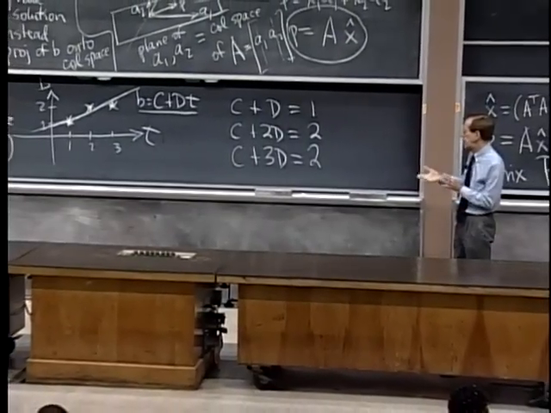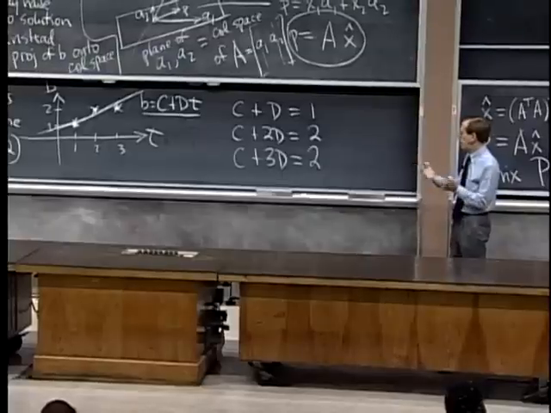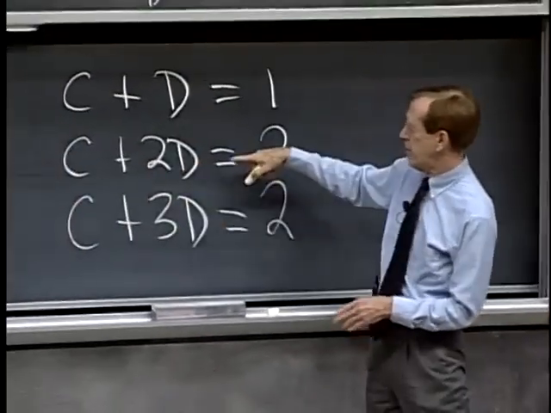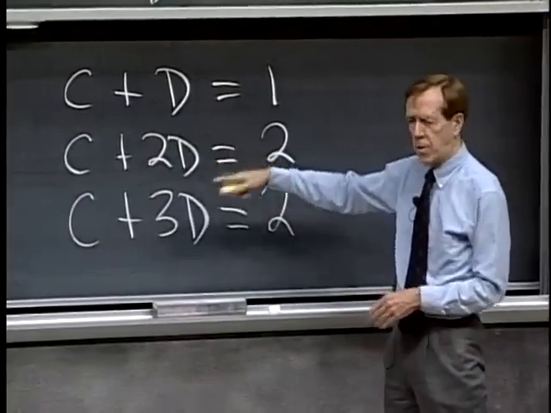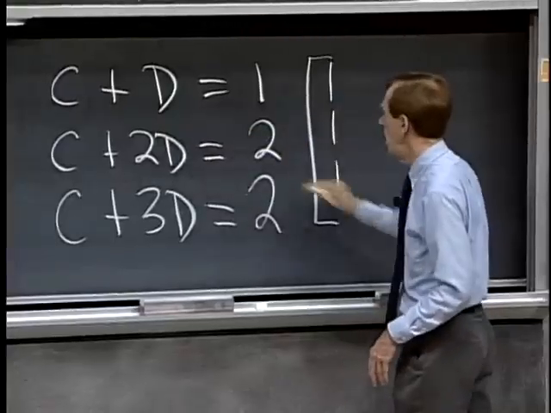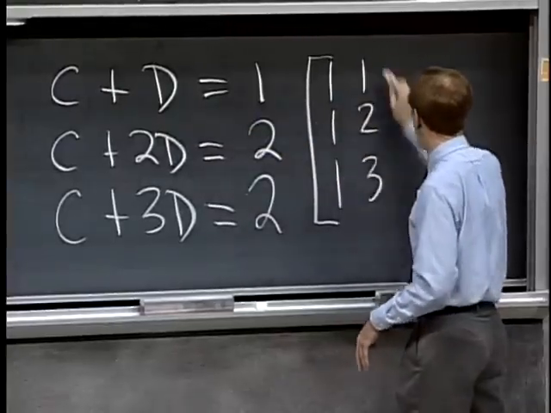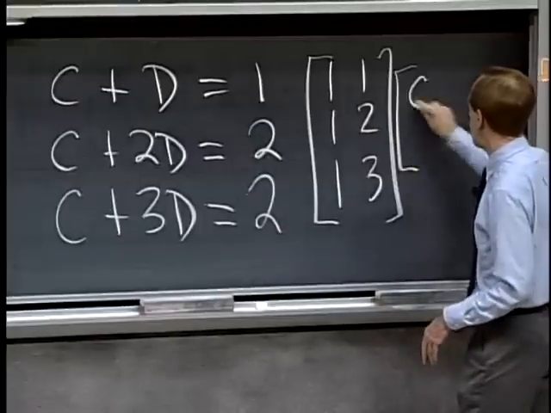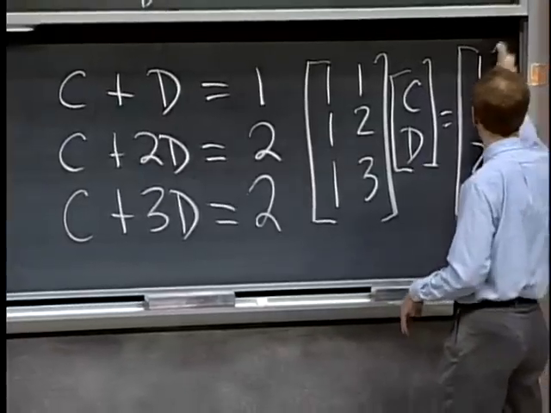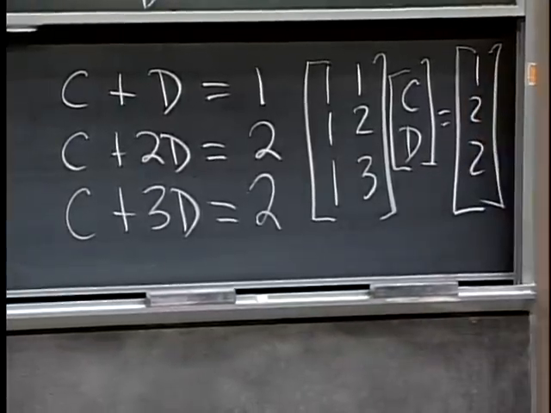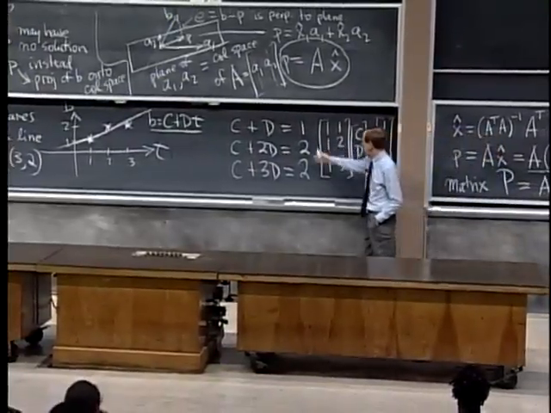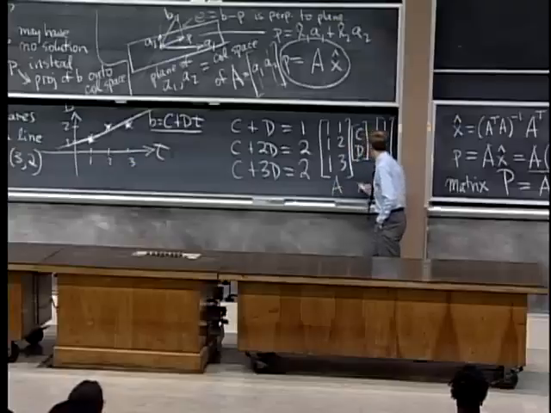So what is our equation Ax equal b that we can't solve? I just want to say, what's the matrix here? What's the unknown x? And what's the right-hand side? So the matrix is 1, 1, 1, 1, 2, 3. The unknown is C and D. And the right-hand side is 1, 2, 2. I've just taken my equations and I've said what is Ax and what is b.